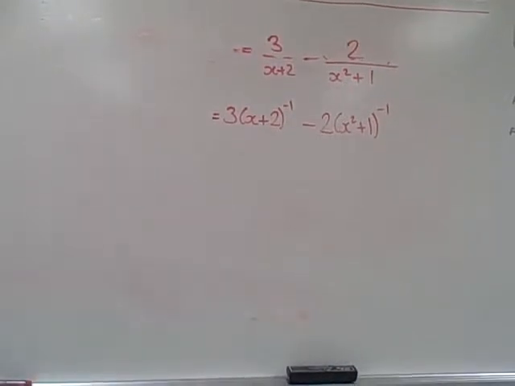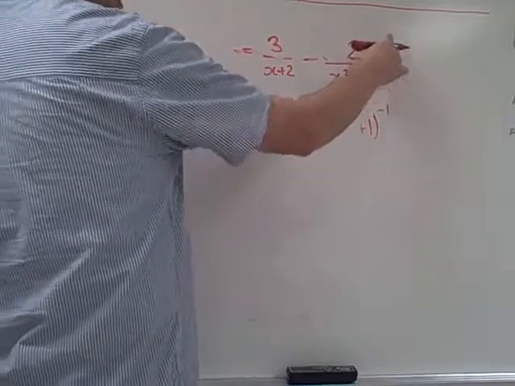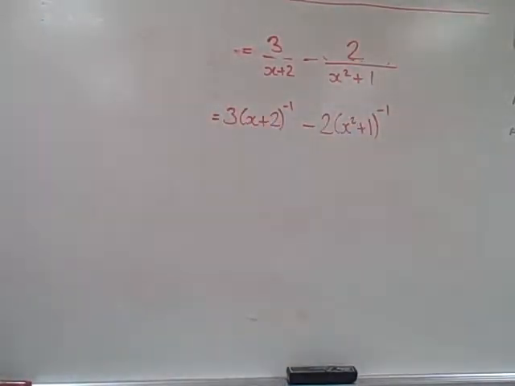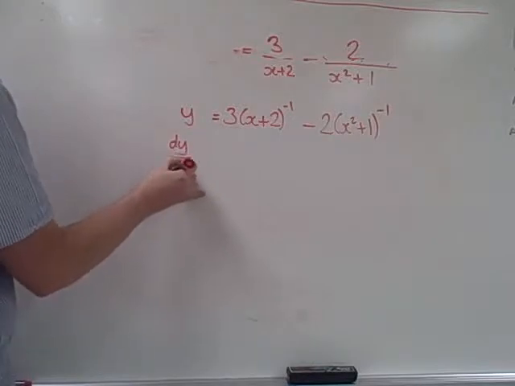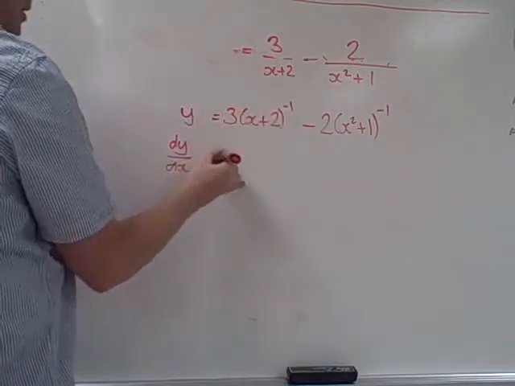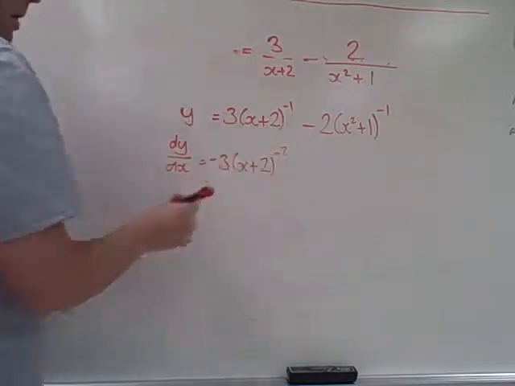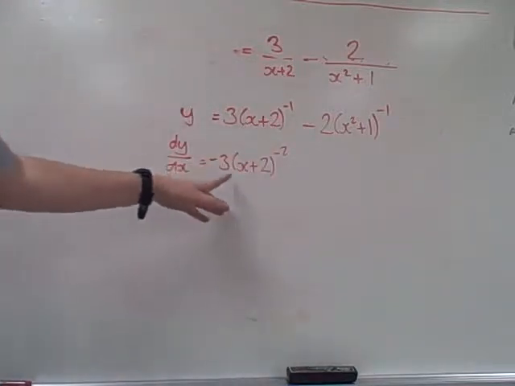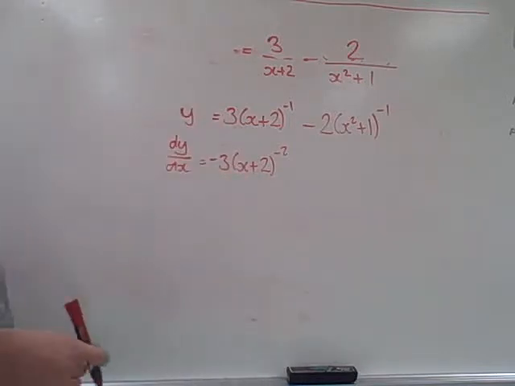Now the question asks us to differentiate this. So first of all, I've gone and rewritten these with negative exponents. And if we want to differentiate this, we can use the chain rule to do this. So this is what y equals. So dy by dx would equal, bring the power down to the front and multiply, decrease the power by 1, and then times by the derivative of what's inside the parentheses, which for this case is 1, so we don't need to do anything else.